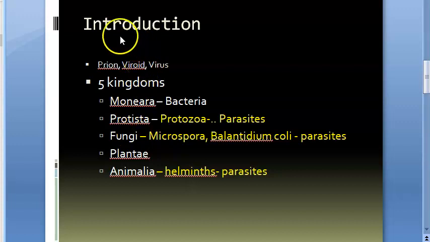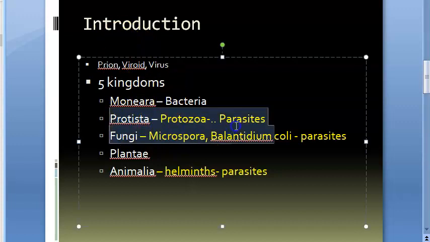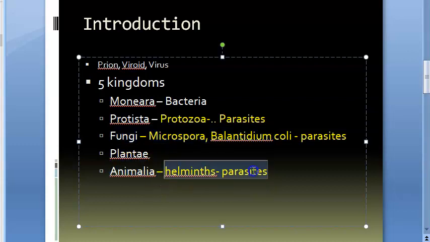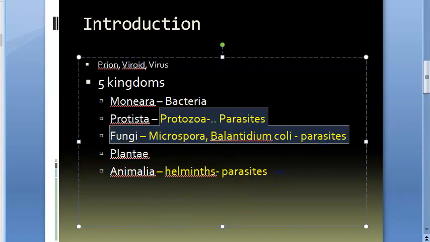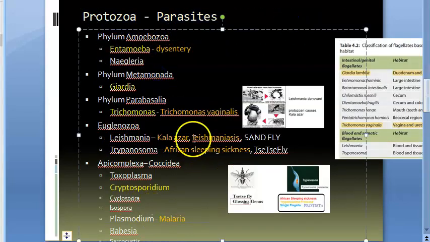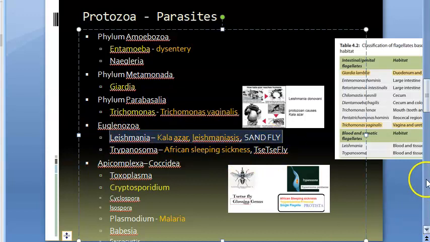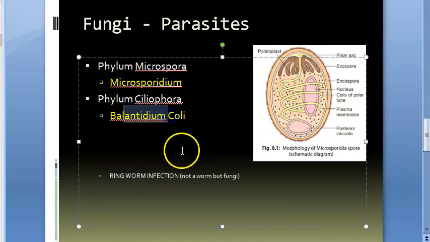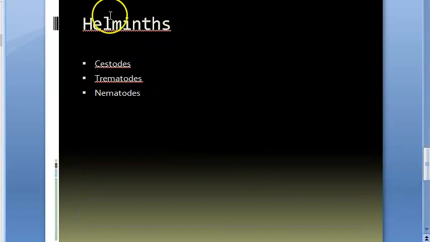So basically, guys, in parasitology you can have protozoa as parasites, you can have fungi as parasites, and you can have some helminths, that is coming under Animalia, as parasites. When it comes to protozoa, so many parasites are there. Giardia important, you saw, right? Then Trichomonas vaginalis, all these are very important. African sleeping sickness by tsetse fly, Leishmaniasis important for exam. All this you should know. Then when it comes to fungi, you should know Microsporidium, Balantidium coli. These are the only two which come under fungi.